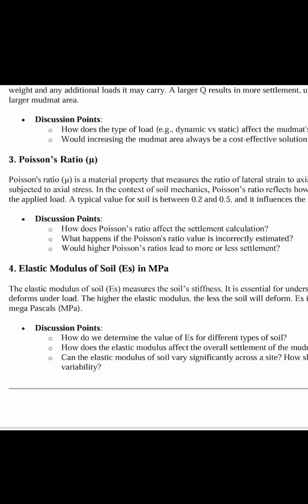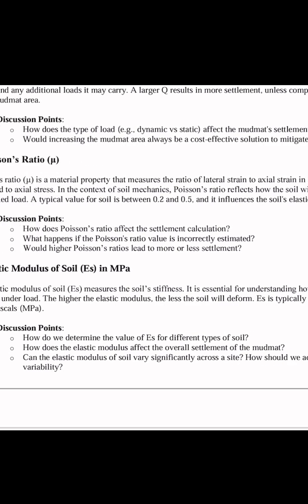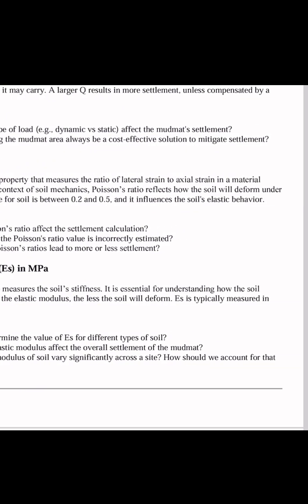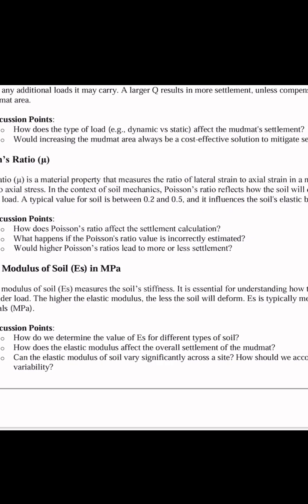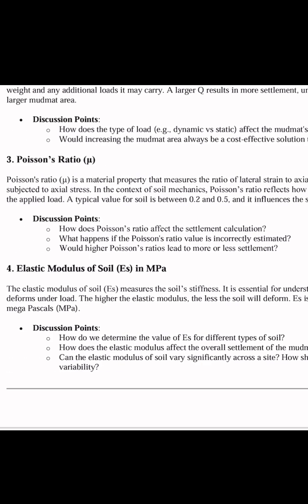The next one is Poisson ratio. It is a material property that measures the ratio of lateral strain to axial strain in a material subject to axial stress. In the context of soil mechanics, Poisson ratio reflects how the soil will deform under the applied load. A typical value for soil varies between 0.2 to 0.5 and influences soil elastic behavior.